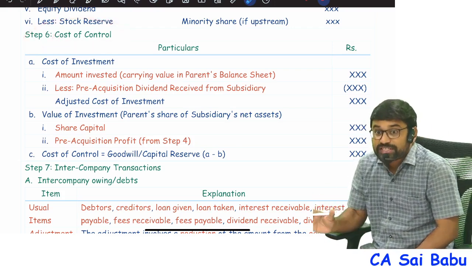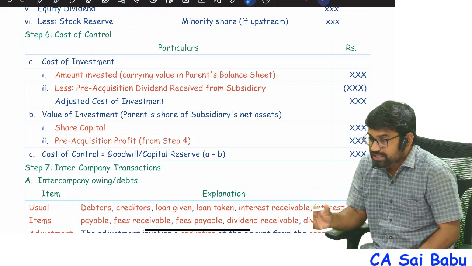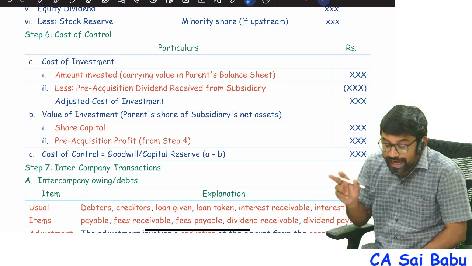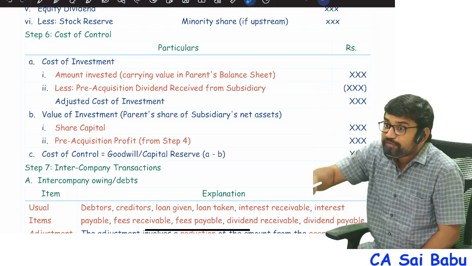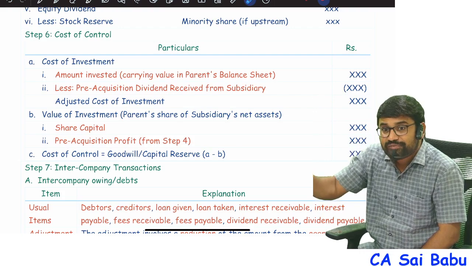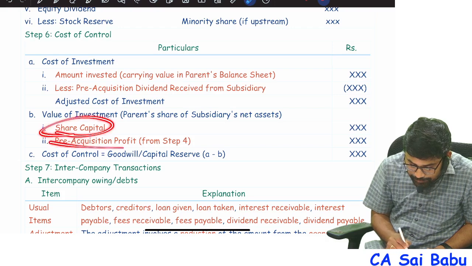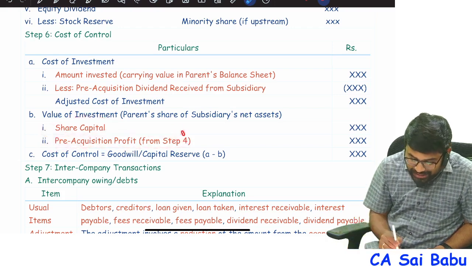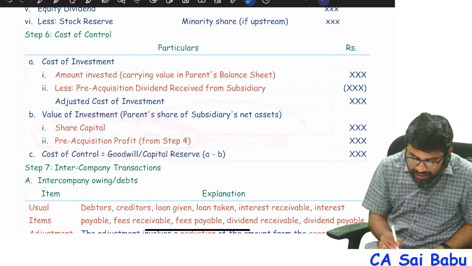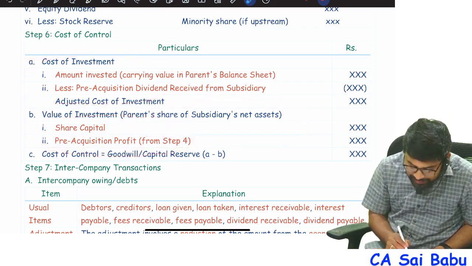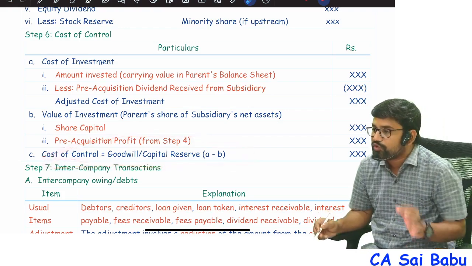Date of acquisition. It's a one-time calculation, I told you. Date of acquisition means on the date of acquisition in the subsidiary, whatever the profits are there, those are pre-acquisition profits. See, share capital plus pre-acquisition profits. In this, what is the parent company share? We are comparing with the cost of investment. Any difference is there, that will be adjusted to goodwill or capital.